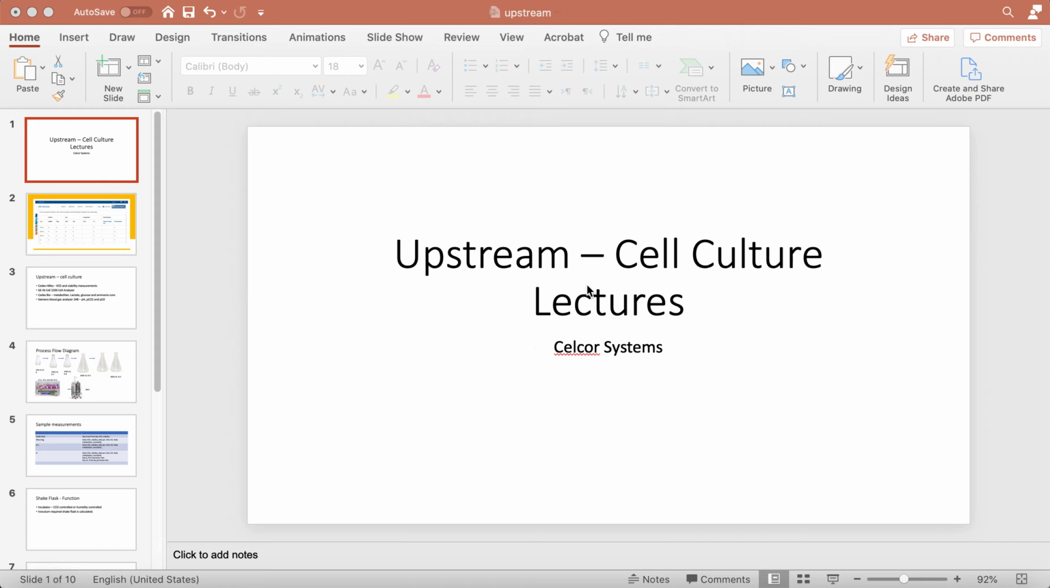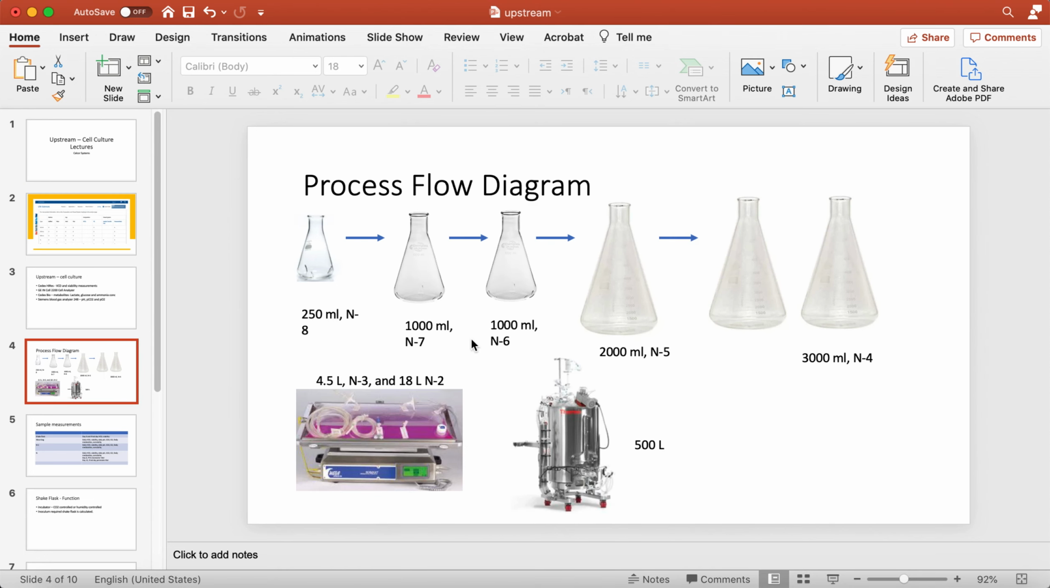Hey guys, I'm making a video on upstream cell culture. I'm going to go through different stages of shake flask, wave bioreactor, and seed bioreactor. For example, the molecule I'm working on right now has a 250 ml shake flask. This is passage one, right after the vial thaw.